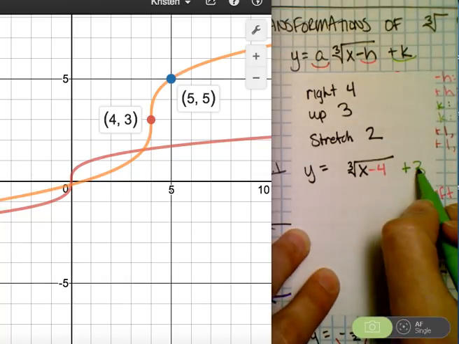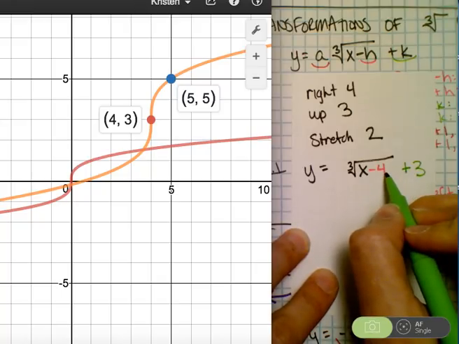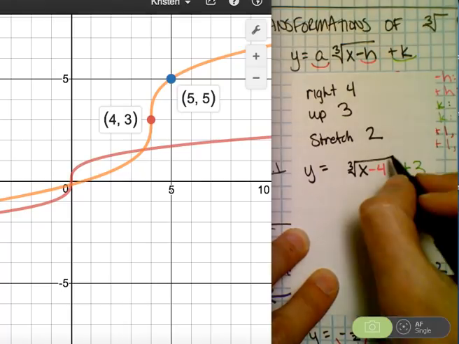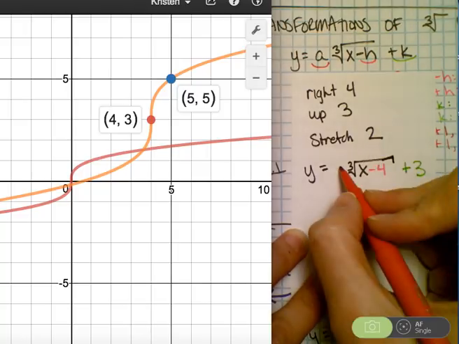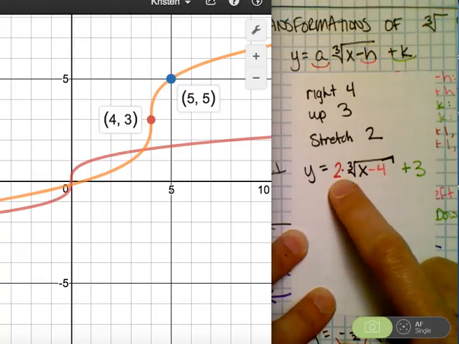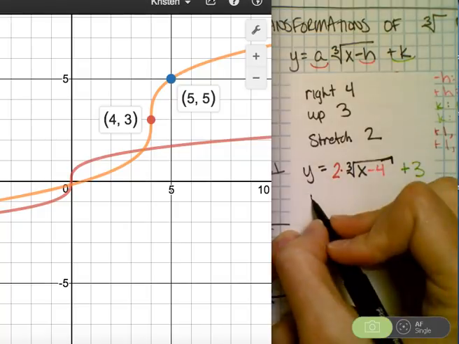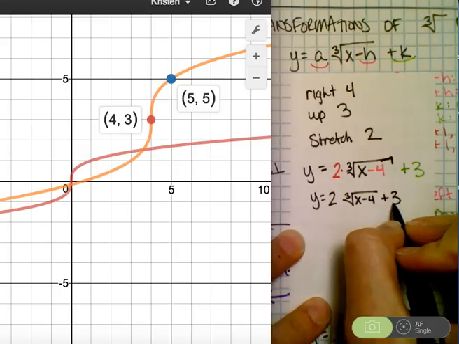Notice I carefully put the +3 outside the root, not inside, because it would do something different if it was inside, it would be moving it left or right. If it's outside, though, it's moving it up or down. Sometimes it's helpful to put a little tail on your square root or your cube root just so you know where it's ending. And then finally, because it's stretched by 2 out here in front, I'm going to put 2 times the whole thing. And again, you want to be careful to make sure that 2 and that 3 are clear and separate when you write them. So our function for this is 2 times the cube root of x minus 4 plus 3.